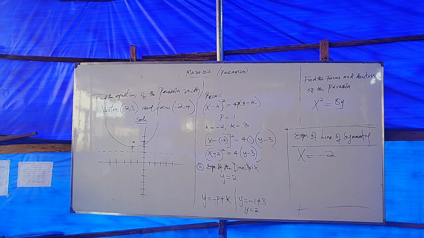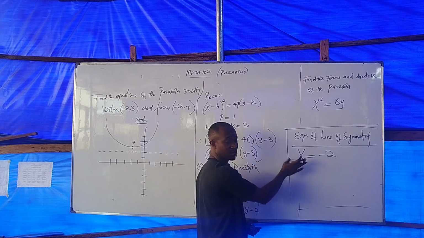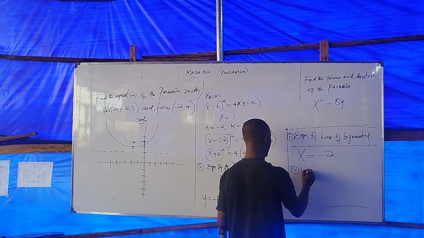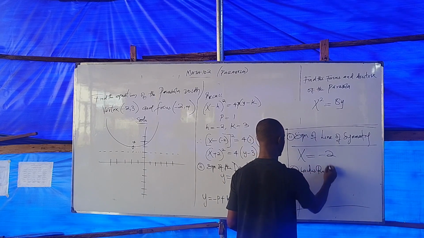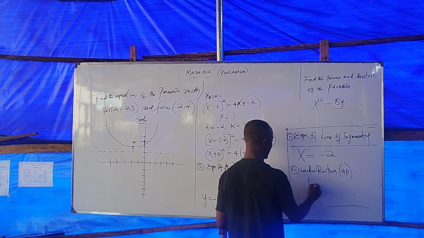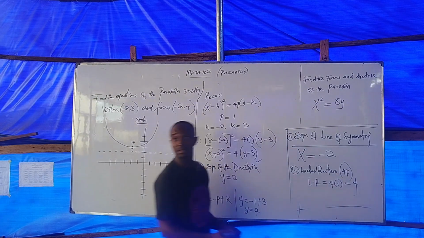What's the latus rectum? Please add this to it, okay? Number 2. Number 3, latus rectum. The formula is 4p. So what do you have there? LR is 4 times 1. What do you have? 4, right?